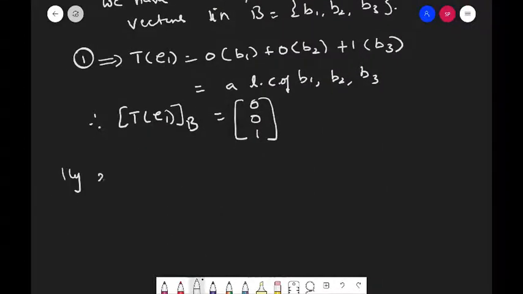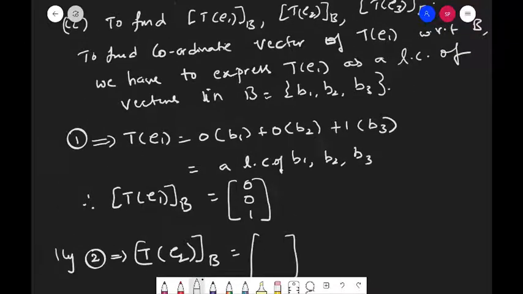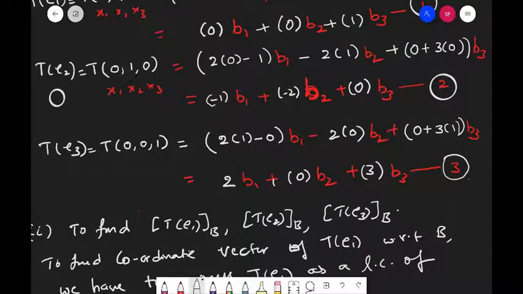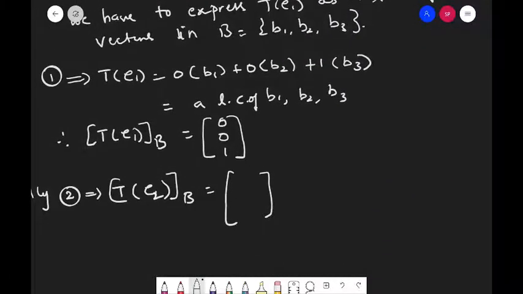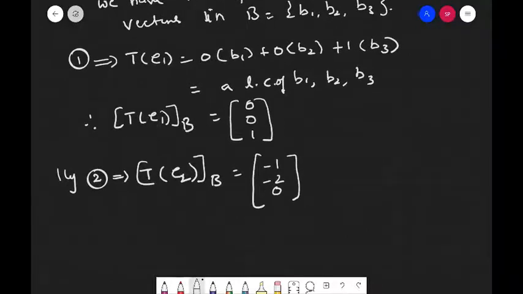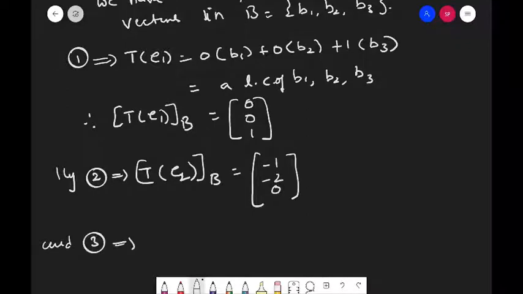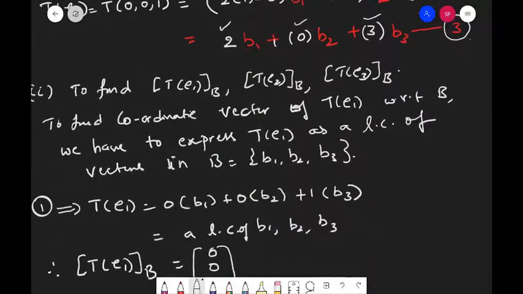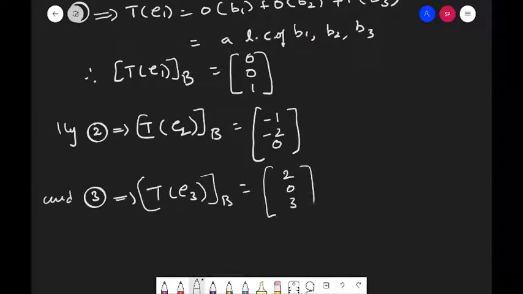Similarly, equation 2 gives the coordinate vector of T of E2 with respect to basis B. In equation 2, T of (0, 1, 0) is expressed as a linear combination of b1, b2, b3. The coordinates are minus 1, minus 2, 0. And equation 3 gives the coordinate vector of T of E3 with respect to the basis B: the coordinates are 2, 0 and 3. So we found the three coordinate vectors for T of E1, T of E2 and T of E3 corresponding to the basis B.